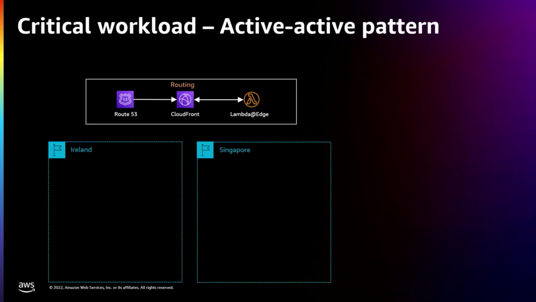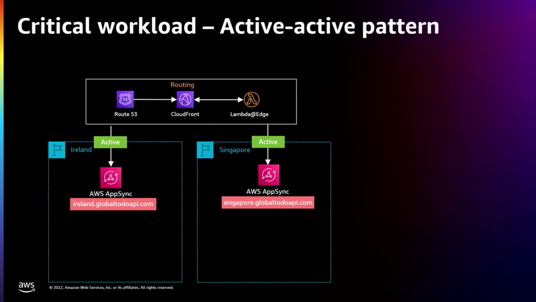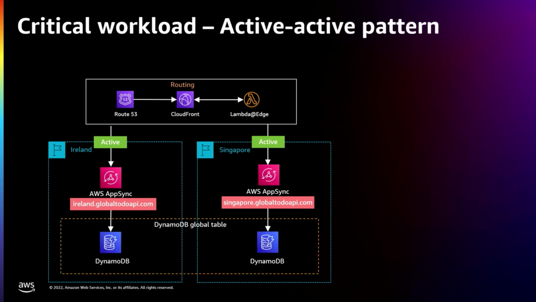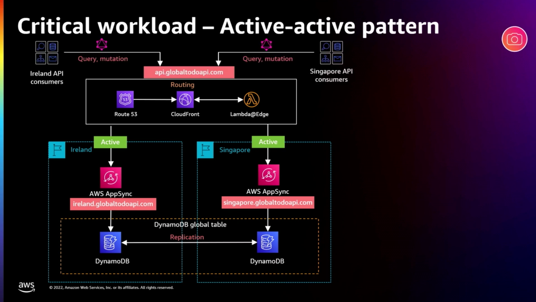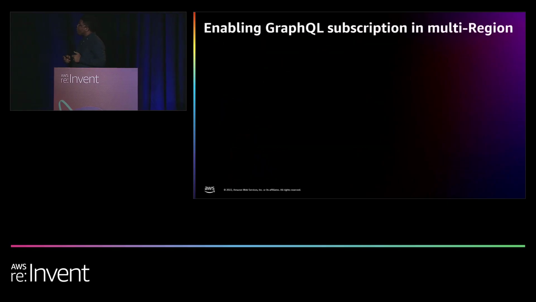So let's go through the architecture and how this is going to work. Again, we have our routing deployed, and then you have AppSync, in this case now deployed in an active-active pattern with custom domain configured. And then you have your DynamoDB set up as a global table with replication between the replicas as well. And then you have your client invoking your API endpoints, sending queries and mutations. Now you can notice here I haven't talked about subscription. So how do you support subscription in this architecture? This architecture as it is now does not support subscription. And I'll give you the reasons why that is the case.